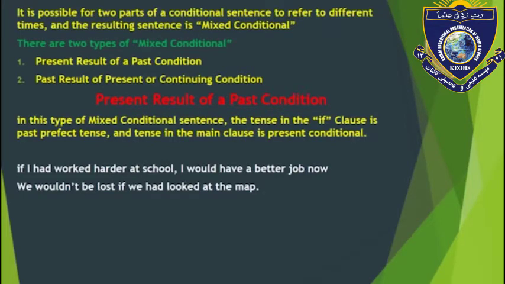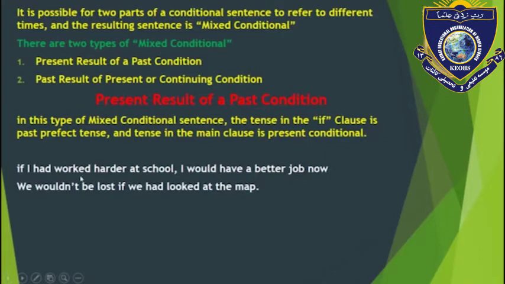In this type of mixed conditional sentence, the tense in the if clause is the past perfect tense, and the tense in the main clause is the present conditional. Take a look at this example. If I had worked harder at school, I would have a better job. Here we use the third conditional in the if clause and the second conditional in the main clause. I would have a better job.